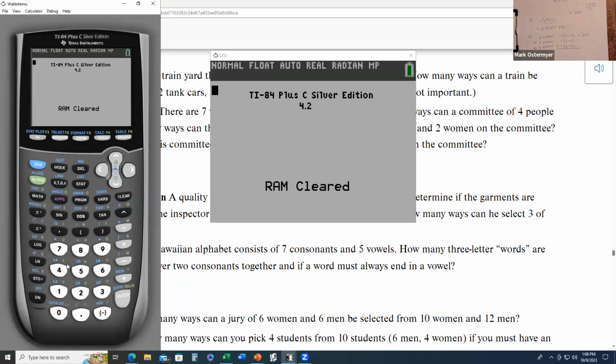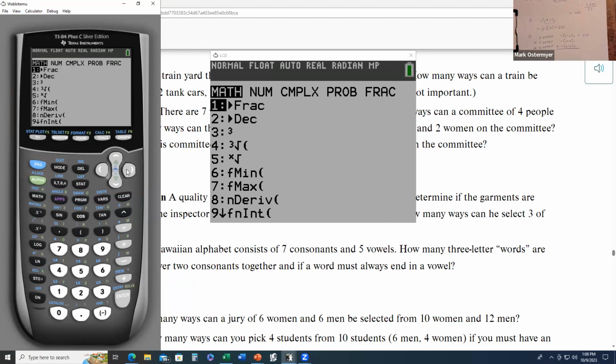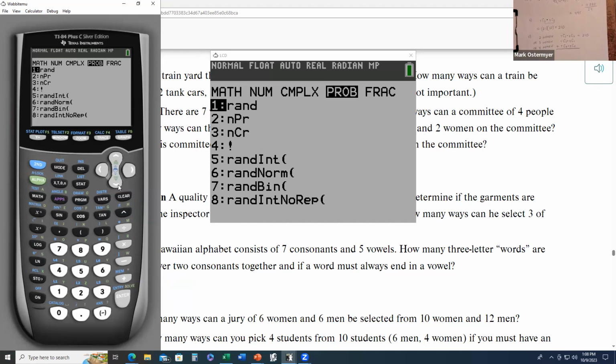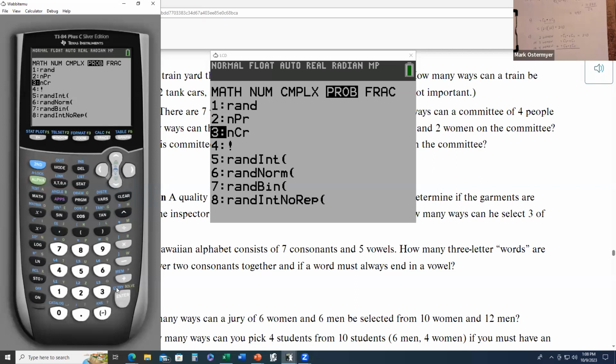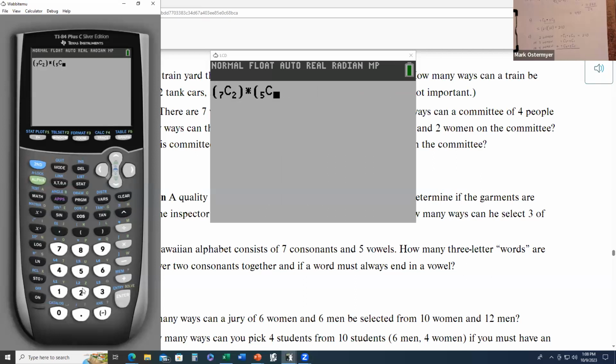Okay, so I'm going to show you how to do the first one here. It's 7 in combination with 2, and I'm going to put it inside parentheses here. So 7, math, probability, nCr function, 7 in combination with 2. Bring your cursor back up to level, close parenthesis, times, open parenthesis, 5 in combination with 2. 5, math, probability, combination with 2. Close parenthesis.